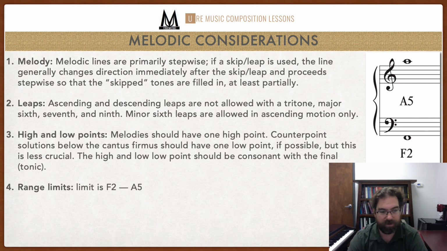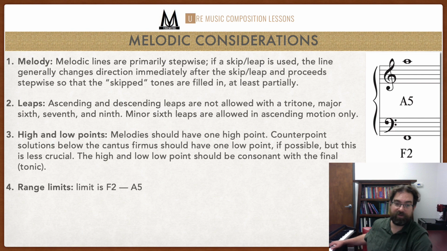So you can use ascending and descending leaps, but you cannot use them if it is a tritone, a major 6th, 7th, or 9th. So those are not allowed melodically in counterpoint. So, for example, I cannot have a leap of a tritone. I can't even have the leap of a major 6. I can have a minor 6 though if it fits diatonically.